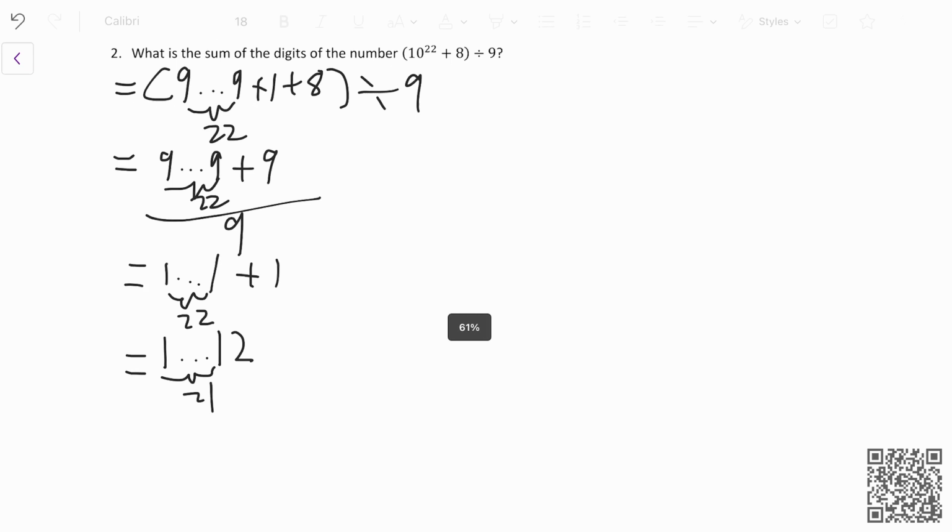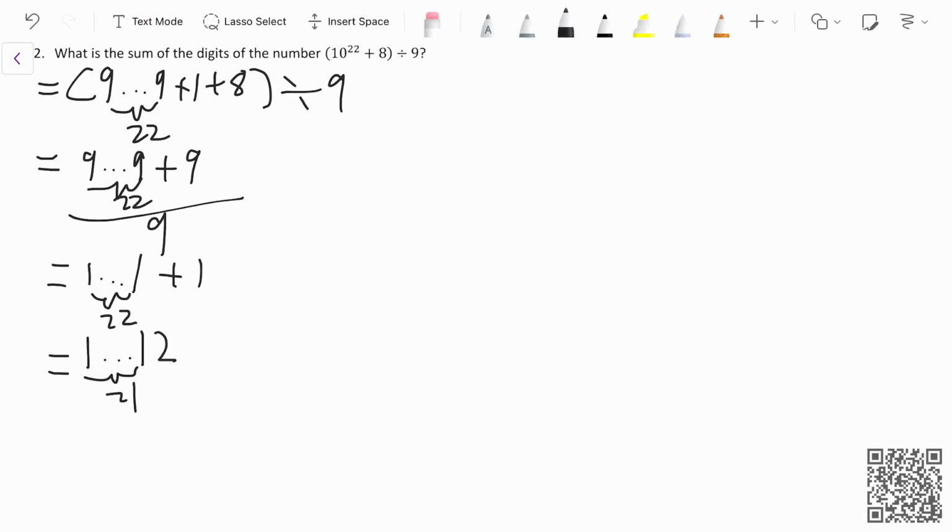But wait, this is not the answer yet because it's asking for the sum of the digits. There are 21 ones, so that would be 21, plus the remaining 2. So then you'd get 23.